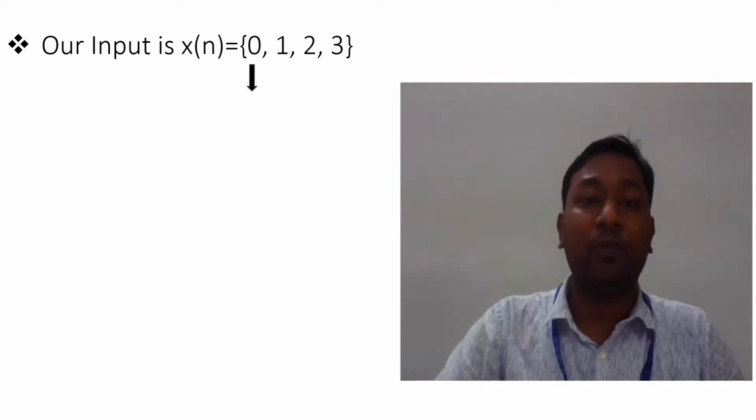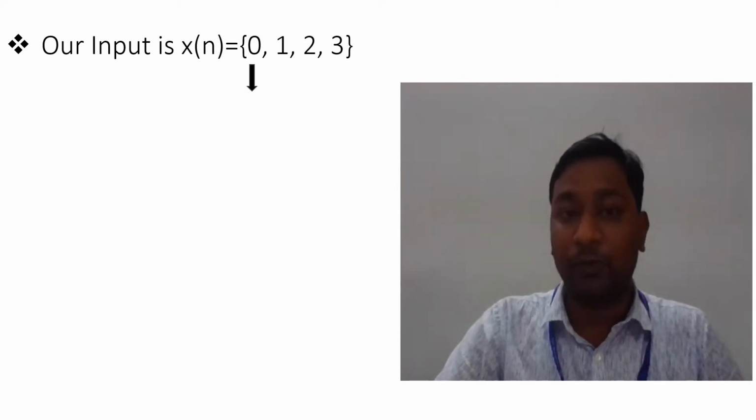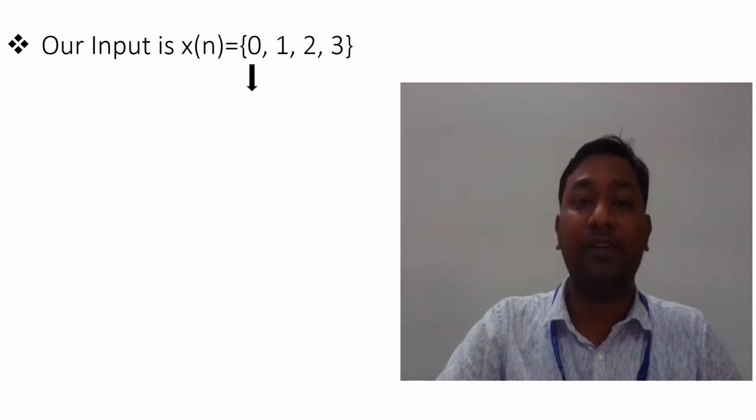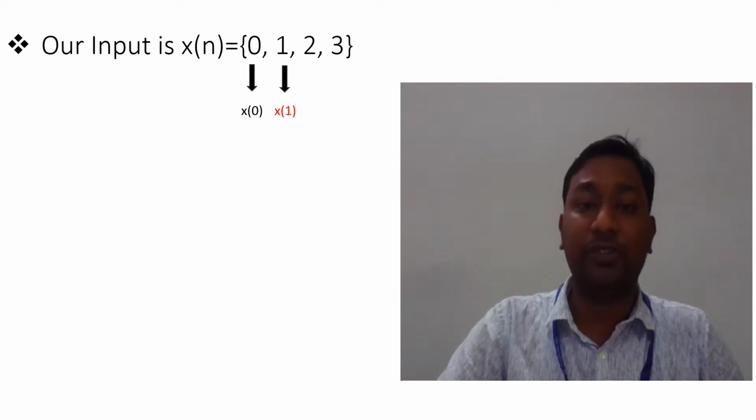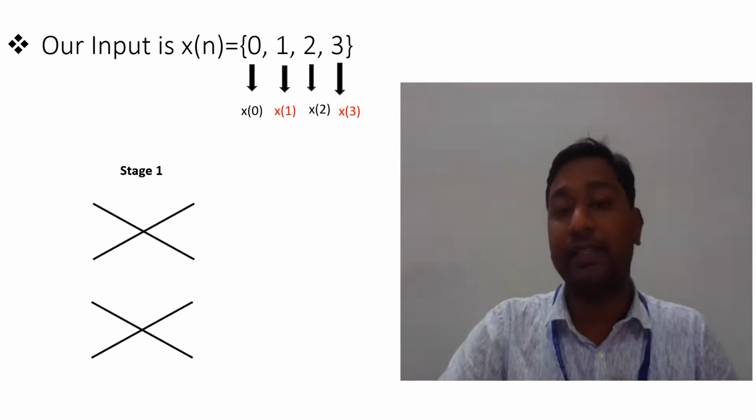Now we are considering one input x of n. We want to find the DIT FFT of the x of n sequence. So there are 4 points: x of 0, x of 1, x of 2, and x of 3. Those are the inputs.